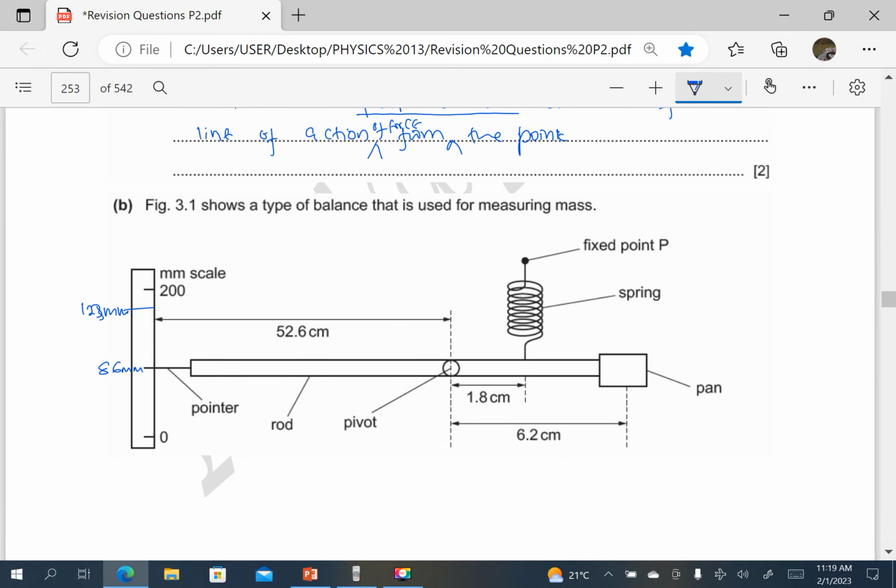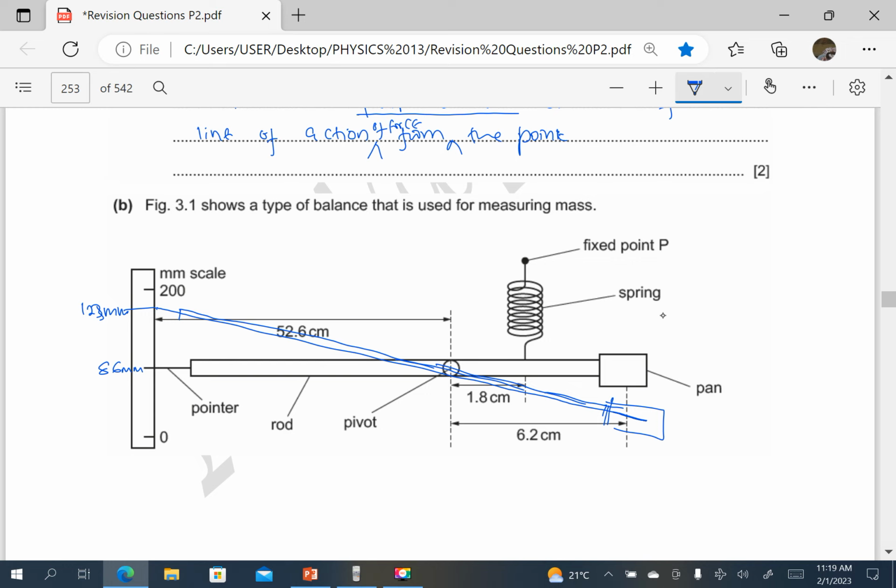When a mass is added and the pointer is there, then we can assume that this is what is happening. So the pointer is at that position, so the scale is going to be somewhere here like this. So if the pointer is there, our scale is going to be somewhere there. I'm just drawing this for illustration. This will be our scale with the mass somewhere there. So that will be our scale if the pointer is there.